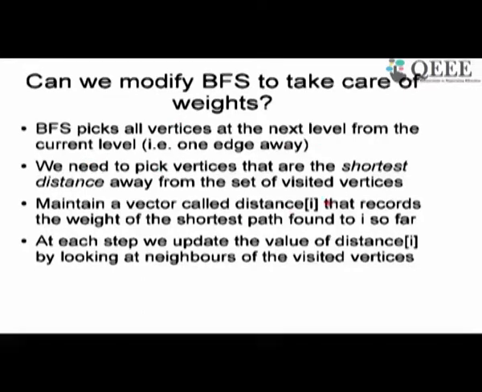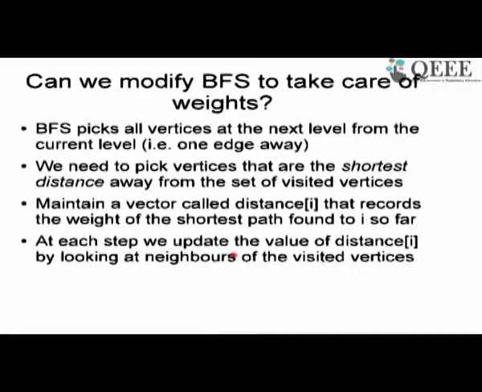So can we modify in some sense this BFS algorithm to take into account these weights that we have put on the edges? So what we do is that we maintain a vector for every node called distance[i]. What is this vector going to maintain? It maintains the shortest path found so far to the node i. Just like visited[i] tells you whether the node i is visited or not, distance[i] tells you the shortest path that we have found so far to the node i in the algorithm.